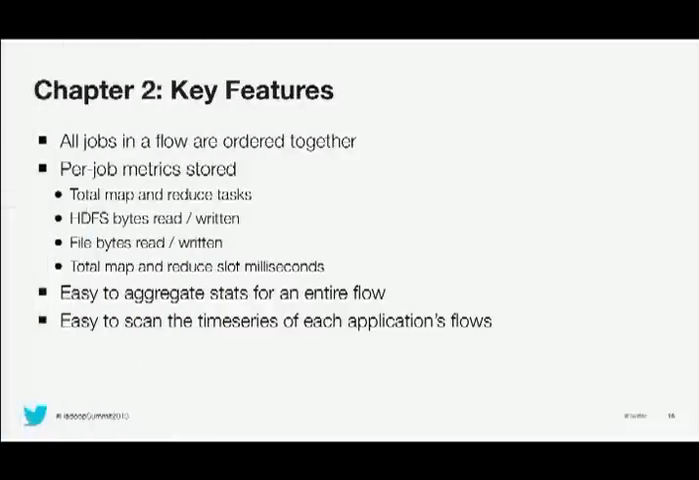So as we've seen, all of the jobs are stored in a flow ordered together. And this allows us to easily do aggregate stats for the entire flow. Per job, we store all of the key metrics: total MapReduce tasks, byte counters for both HDFS and file bytes, and also the MapReduce slot milliseconds consumed, which is a key stat that we use to derive overall compute cost of applications.